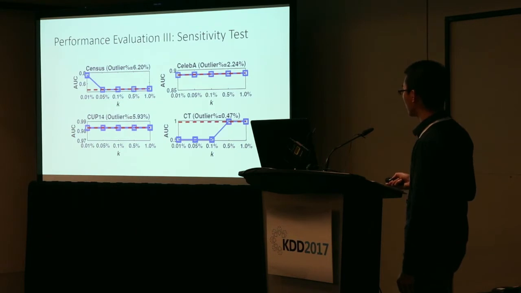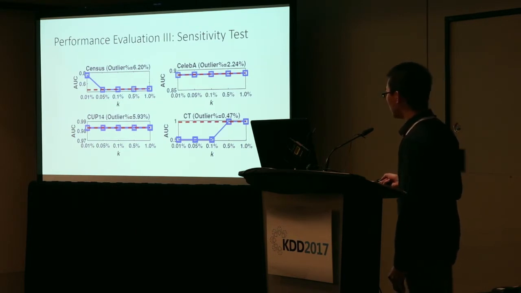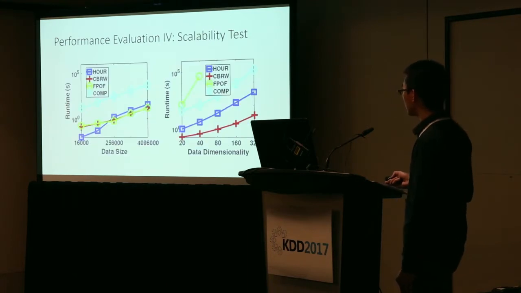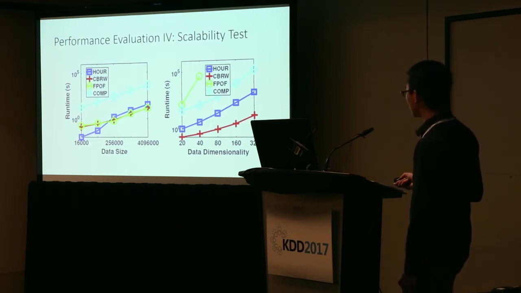This is the sensitivity to K. It is mostly stable, but a more advanced strategy may need to be taken. This is the scalability test. It is linear to the data size, projected to the dimensionality.